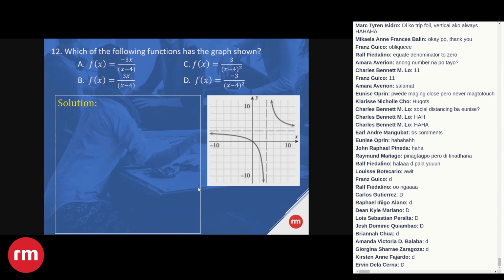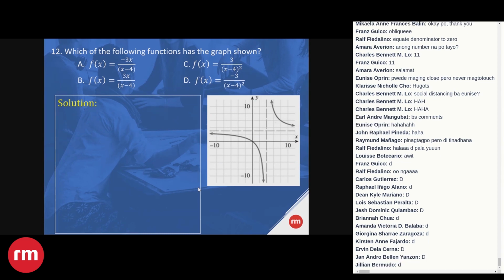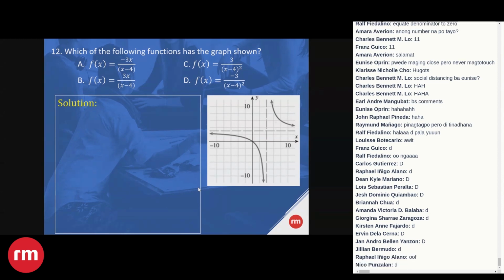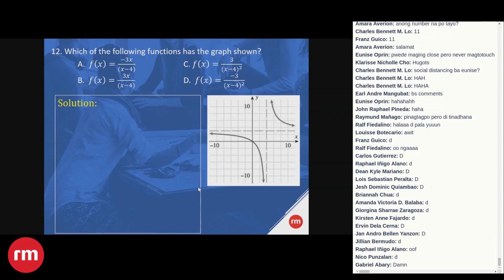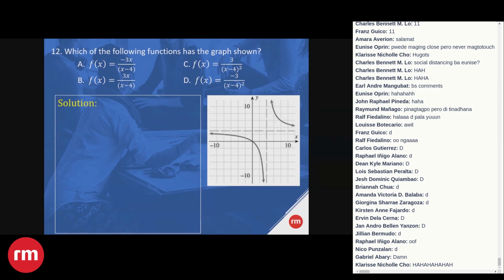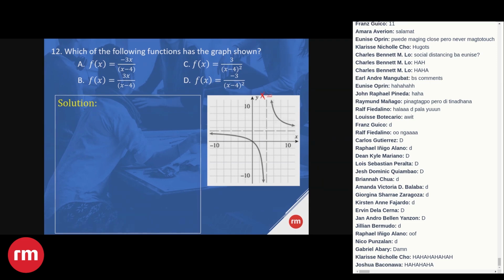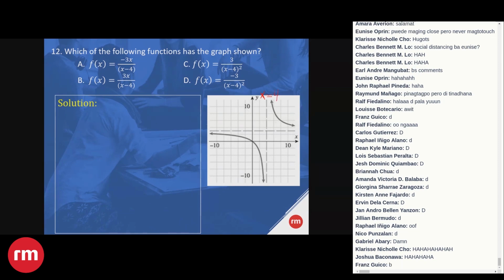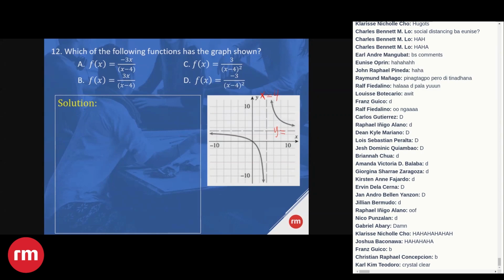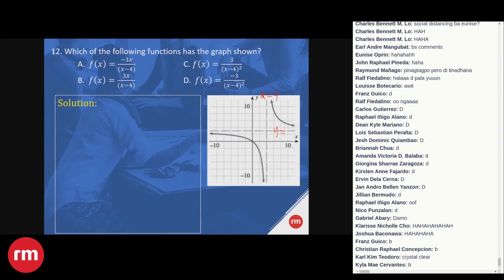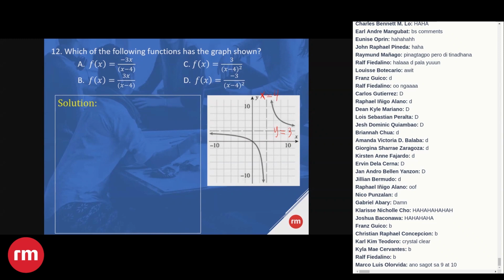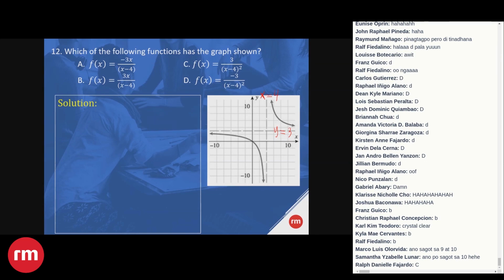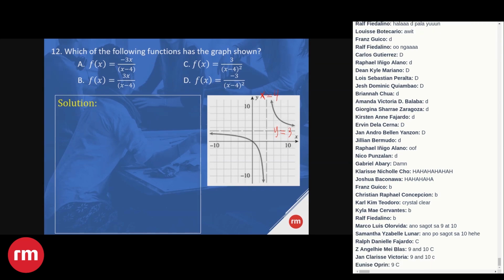So which of the following functions has the graph? So titingnan natin ito gamit yung asymptotes. So dito sa graph, ang ating vertical asymptote ay x equals 4. Tama? At ang ating horizontal asymptote ay y equals 3. So titingnan natin sa mga equations natin dito, sa A, B, C, and D, kung alin dyan ang merong vertical asymptote na x equals 4, at horizontal asymptote na y equals 3.